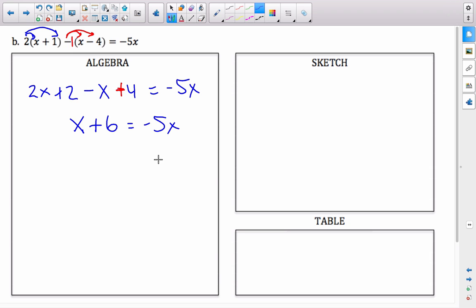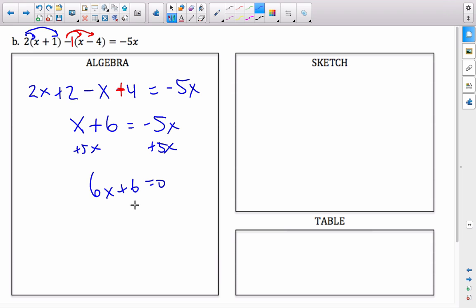Okay. I like to have positive x's. Me too. So when I see that there's negatives on one side and something on the other side, I always try to get rid of those negative ones. And let's add 5x to both sides. And so that's going to give me x plus 5x is 6x plus 6 is 0.